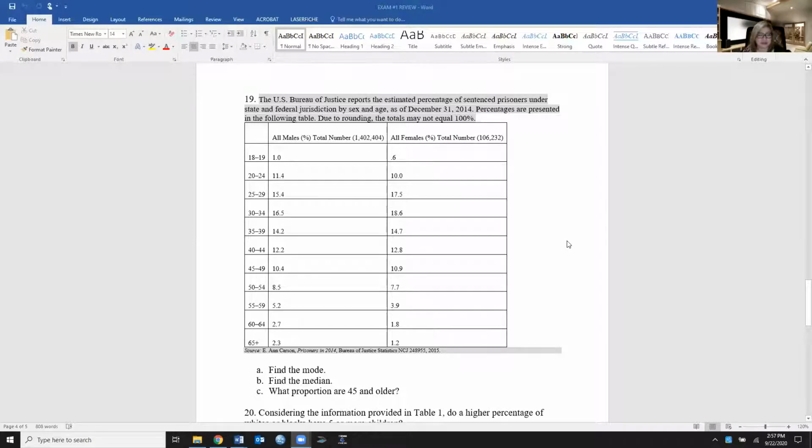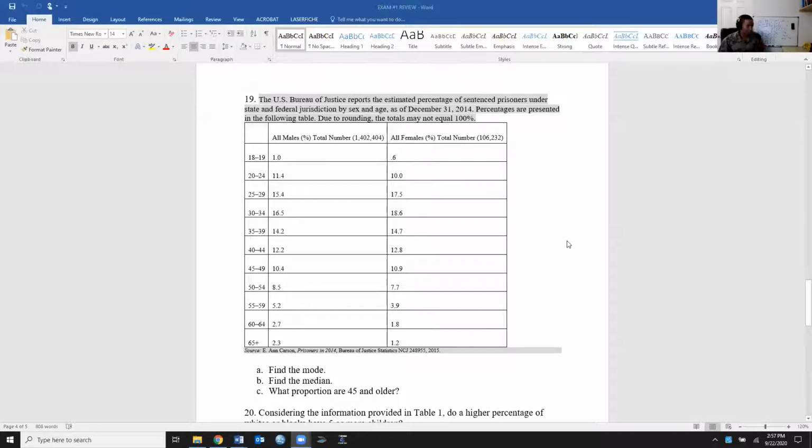Would be 60. 45 and older. Would it be 85? No, but what proportion? Or 60%.